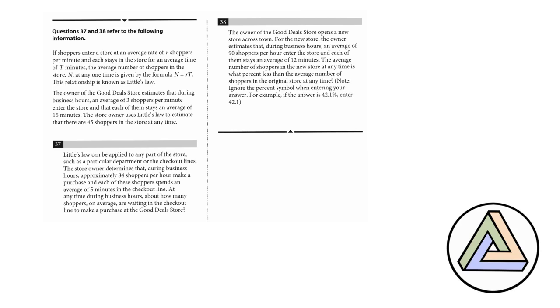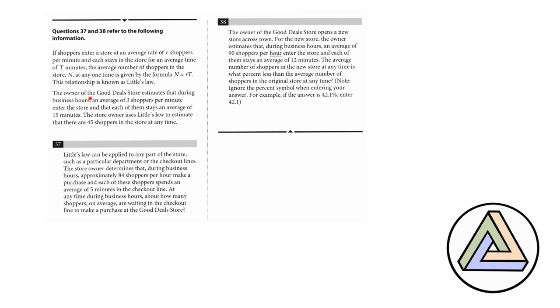All right, so these are the final two questions. Let's take a look. If shoppers enter a store at an average rate of R shoppers per minute, and each stays in the store for an average time of T minutes, the average number of shoppers in the store, also known as N, at any one time is given by the formula N equals R times T. This relationship is known as Little's Law.